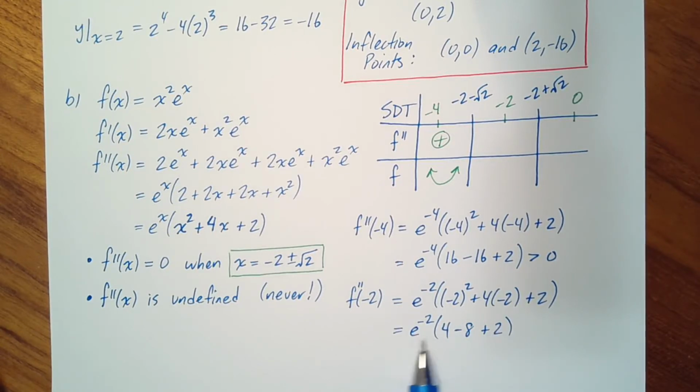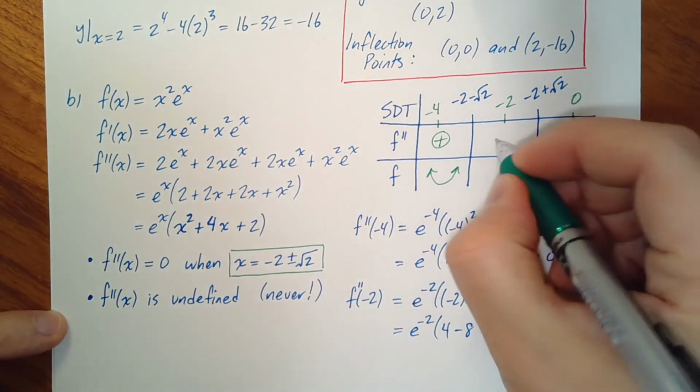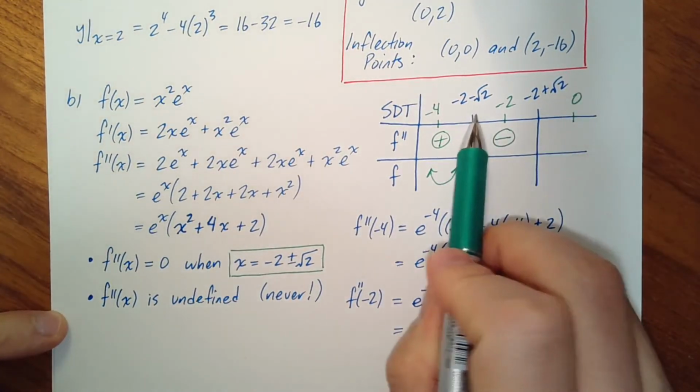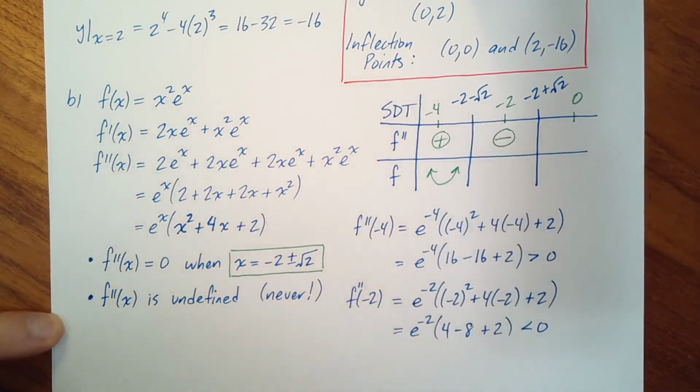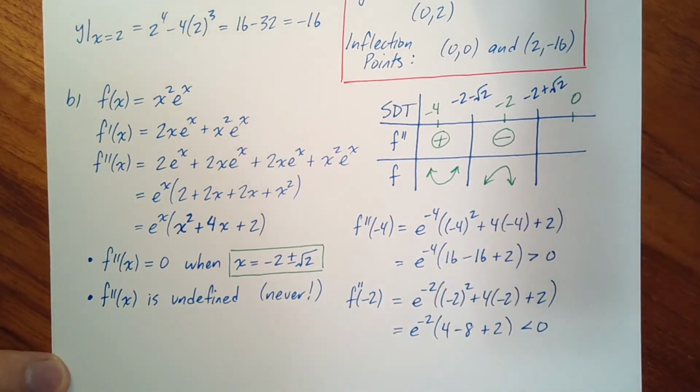And this is a positive number. So you've got a positive number times negative 2. The result is going to be negative. So that means between these two values, negative 2 minus root 2 and negative 2 plus root 2, the function f is concave down.